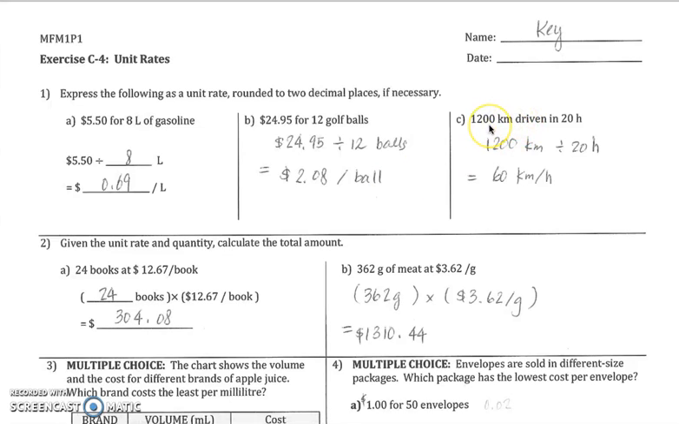C. 1,200 kilometers driven in 20 hours. To relate distance and time, we usually refer to the unit of speed, kilometers per hour. So that unit tells you we are going to divide distance by time. So 1,200 kilometers divided by 20 hours is 60 kilometers per hour.